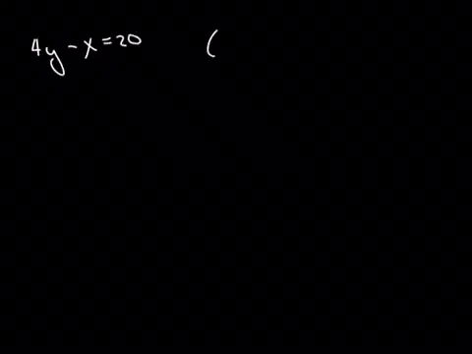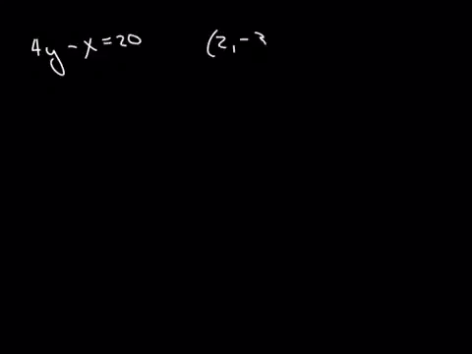All right, example 8, it says write equations of the lines A parallel and B perpendicular to the graph of the line 4y minus x equals 20. So we have 4y minus x equals 20. And it contains the point (2, -3). All right, so what contains the point?